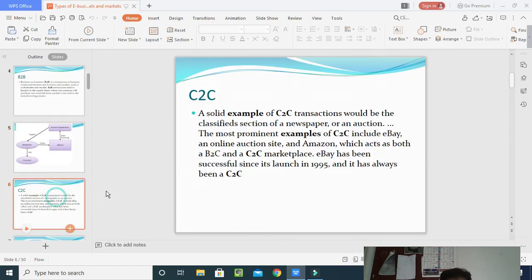Now, if you see consumer, that means C2C business. A solid example of customer to consumer transactions would be the classified sections of the newspaper or an auction. The most prominent examples of C2C include eBay, an online auction site, and Amazon, which acts as both a B2B and a C2C marketplace. eBay has been successful since its launch in 1995, and it has also been a C2C. One more example for our current scenario, I can say OLX.